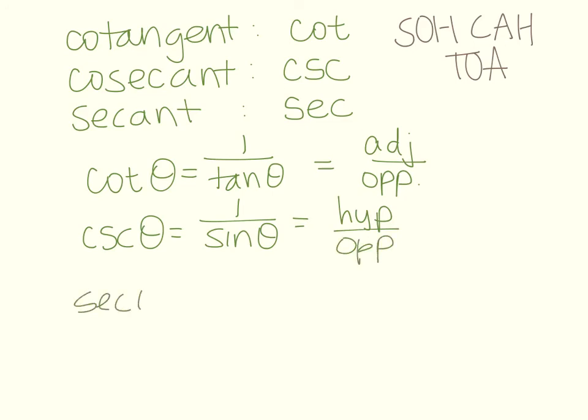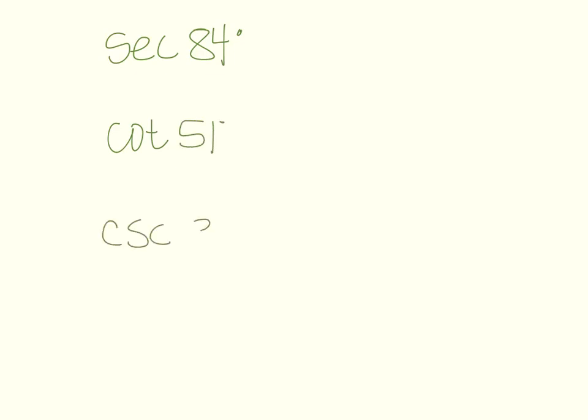Last but not least, secant theta, and what do you think that is? 1 over cosine of theta. So again, cosine is adjacent over hypotenuse, so secant would be hypotenuse over adjacent. Now why don't you go ahead and take some time and practice in your calculator. I want you to practice 3 and figure out how you would do them. So let's go ahead and practice the secant of 84 degrees, the cotangent of 51 degrees, and cosecant of 37 degrees. Take a moment and see if you can figure out how to do those in your calculator, and we'll pick up there tomorrow.